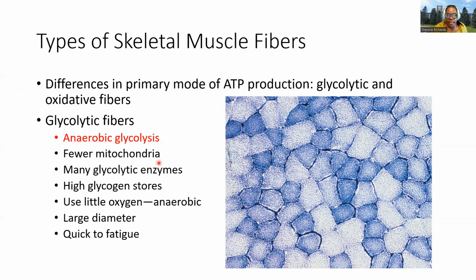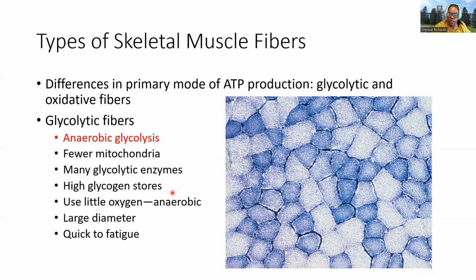Okay, so let's begin with the glycolytic fibers first. These are mainly suited for anaerobic glycolysis, and because of that, they have fewer mitochondria. And if you think back to anaerobic glycolysis, it isn't reliant on mitochondria. It happens in the cytoplasm, so it's not going to be necessarily requiring lots of mitochondria. And so these types of fibers will have less mitochondria. They're going to have many glycolytic enzymes on the other end to help power glycolysis. And they're going to have lots of glycogen stores to be able to tap into that and turn that into glucose to power glycolysis.